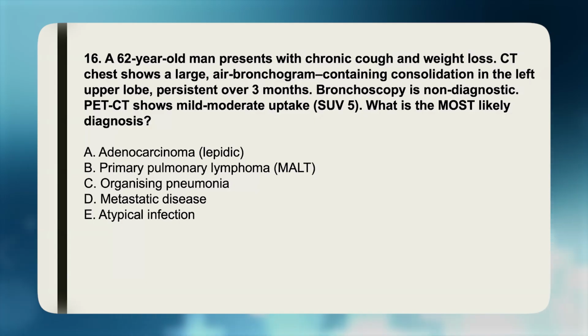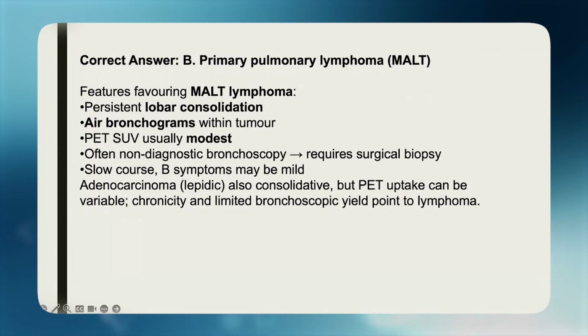Adenocarcinoma, generally peripheral, possible. Primary pulmonary lymphoma, MALT, organizing pneumonia. While discussing cancer, it has to be some cancer. Metastatic disease, possible. Atypical infection, no. Any option, guys? Odd one out, it is MALT.